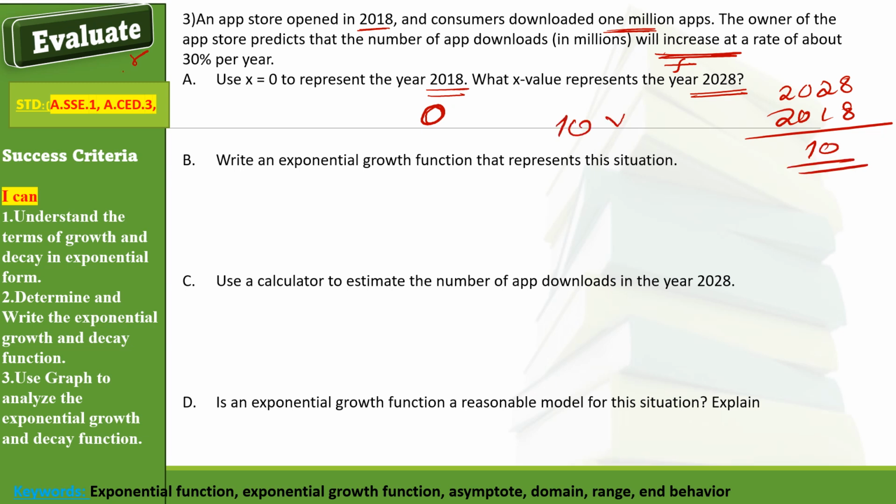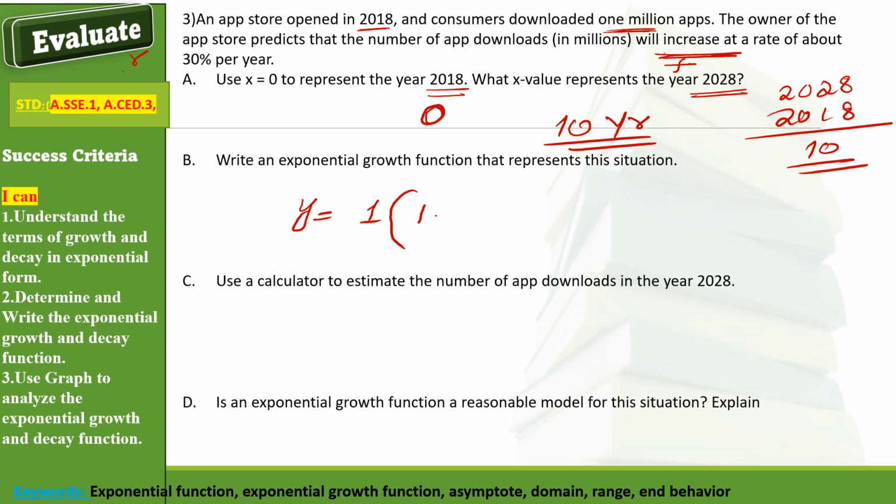So it will be 10 years. Write an exponential growth function. So we can say y equals a. Either write the 1 million or you can choose 1 as the million. So you need the answer in the million, so keep it as 1, no issue. And if you want to put the 5 zeros, no problem.